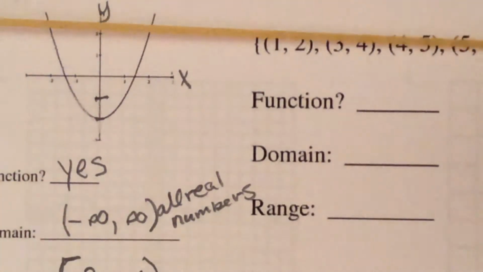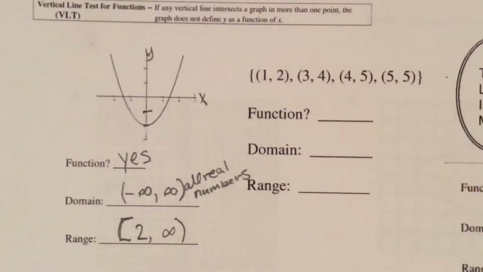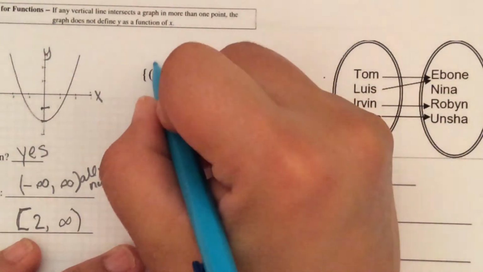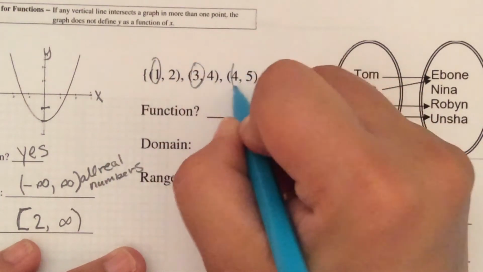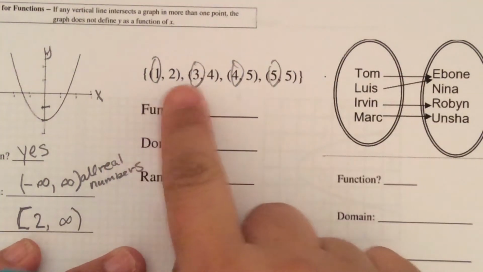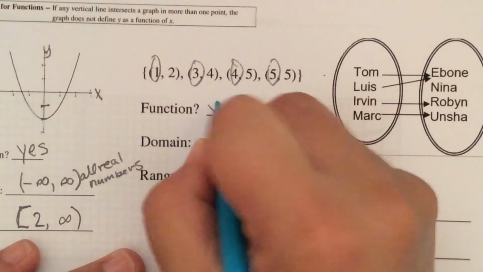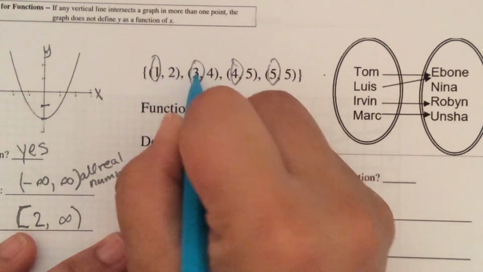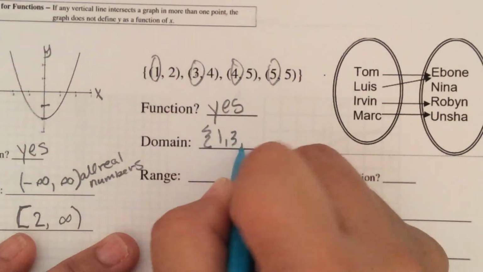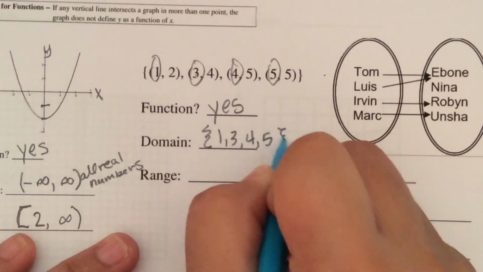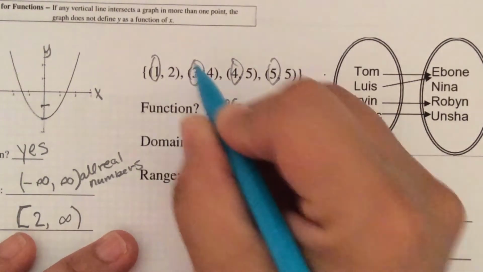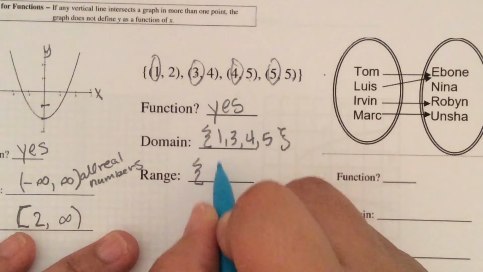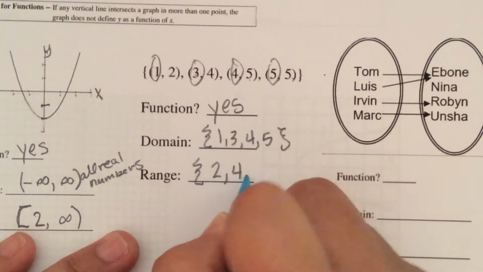Okay. So now, is this a function? So we have to look at our x's. 1, 3, 4, 5. Do the x's repeat? No. So that means it is a function. The domain are just your x values. So 1, 3, 4, 5. The range are your y values. So 2, 4, 5, and 5. But we only put 5 one time. You don't need to put it twice. So 2, 4, and 5.